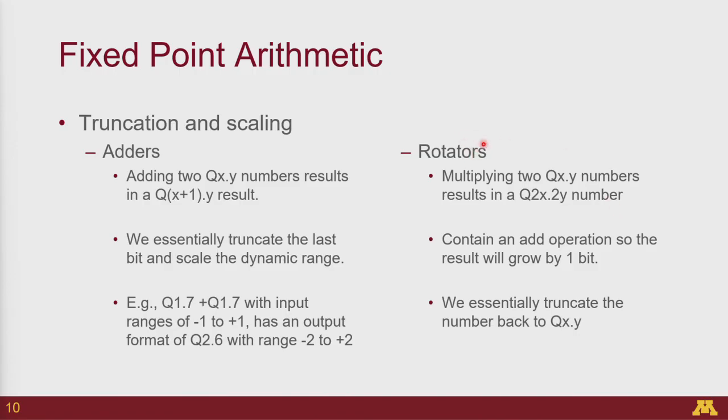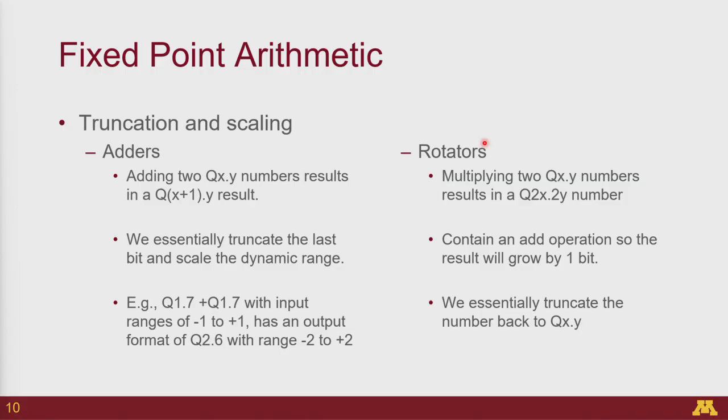So the second thing is rotators, where essentially we're doing a multiplication. When we are doing a multiplication, again we know that, let's say we start off in the Q1.7 range, all of our values will be 1 or less, right? So even when we multiply the values, we know that the result should be between -1 and 1.